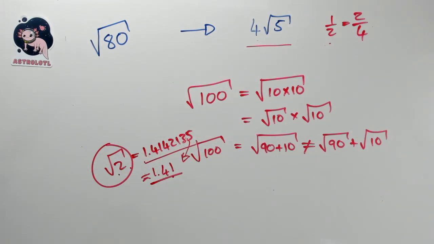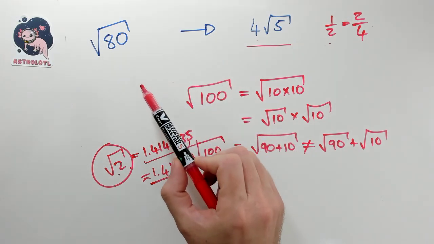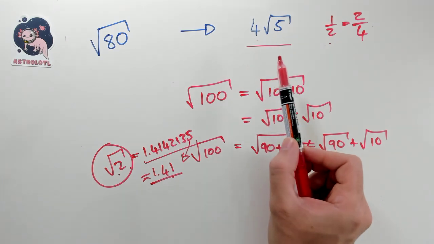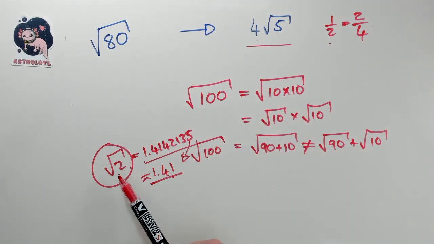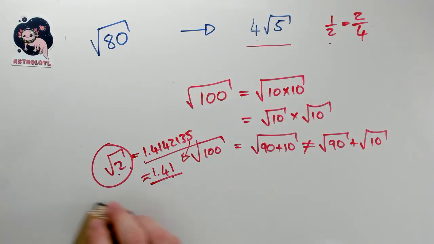In your exam, they're sometimes going to tell you to give your answer in simplified surd form or as an exact value. In that case, you're going to have to give the square root number and not the actual decimal value. Okay, so let's take a look at how we get from here to here.